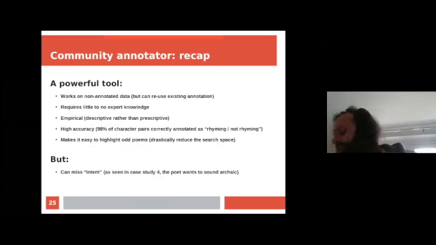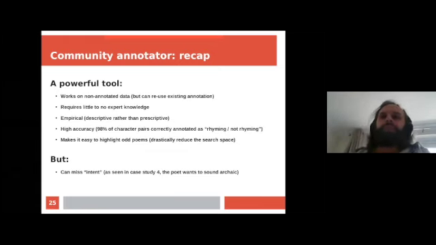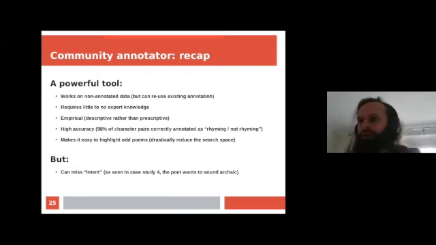Right, so it says recap, but it's not the end. A little recap of what are the advantages of this community annotator. It works on non-annotated data. So if you remember, we started by taking the corpus and just assuming that everything rhymed. So we didn't need to go and annotate anything. We just said, we are going to assume everything rhymes at first and then get the community annotator to kind of disentangle all of these and decide what rhymes with what and what doesn't rhyme.